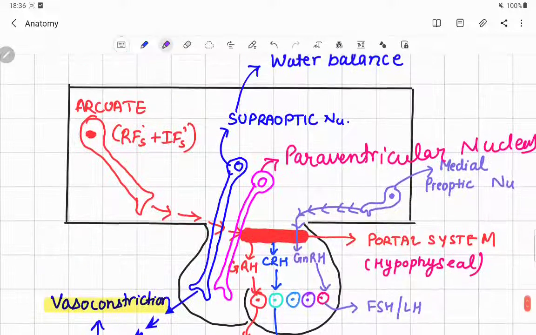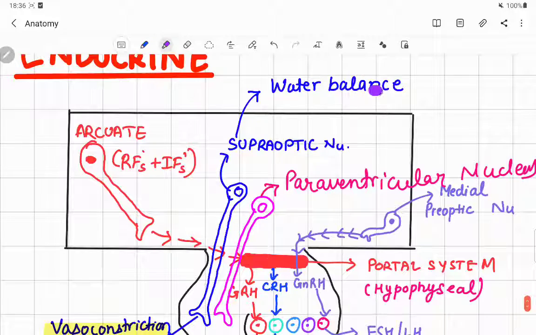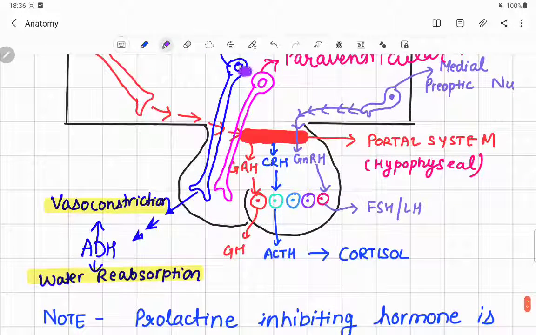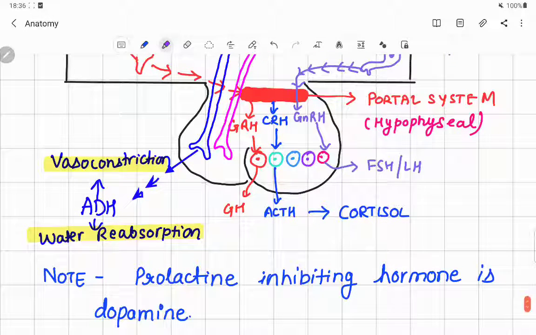So this is the supraoptic nucleus, which is responsible for maintaining water balance inside the body. If there is any change in the water balance or pressure conditions of the body, this will release the hormone called antidiuretic hormone. We can also call this vasopressin, which is responsible for vasoconstriction and water reabsorption from the renal tracts. All right, it will increase the reabsorption of water from the renal tract.